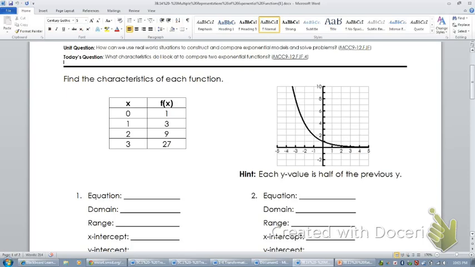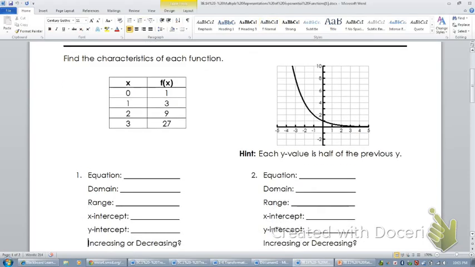Alright, so we have these two. Find the characteristics of each function. Now, you know how to do this with the graph, but in this case you have a table too. So we're still not going to let anything fool us.